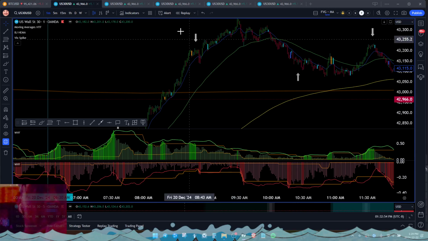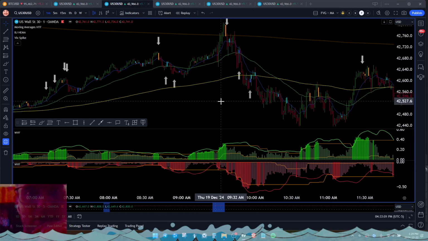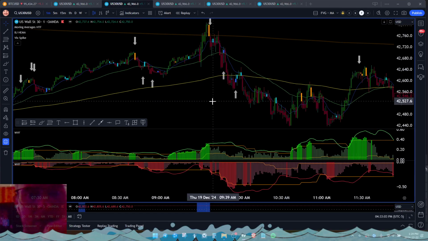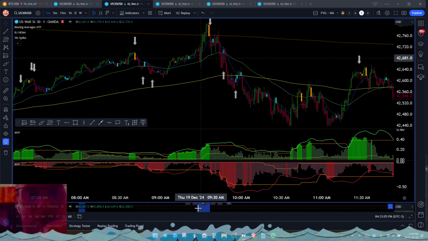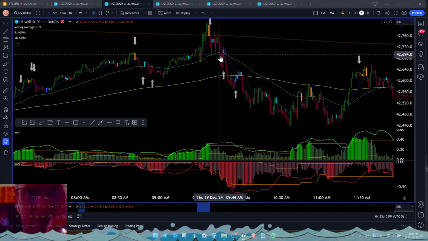So yeah, I'll show you the indicators at the end of the video, but here's another couple examples just to show you guys. December 19th, 9:30 opens up here. Indecision here. Looks like there's a lot of buying, which there is, but it reverses.